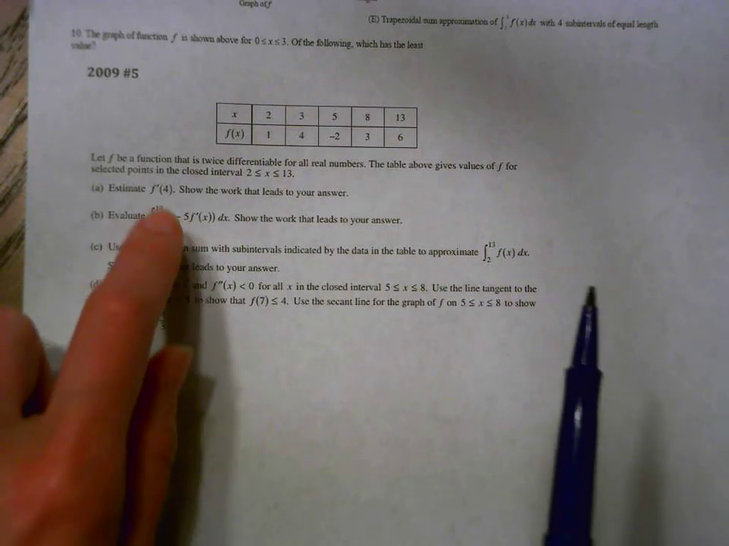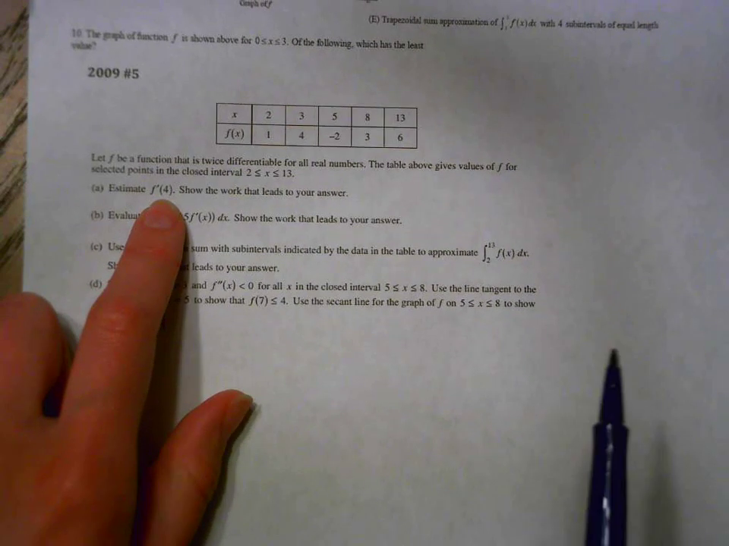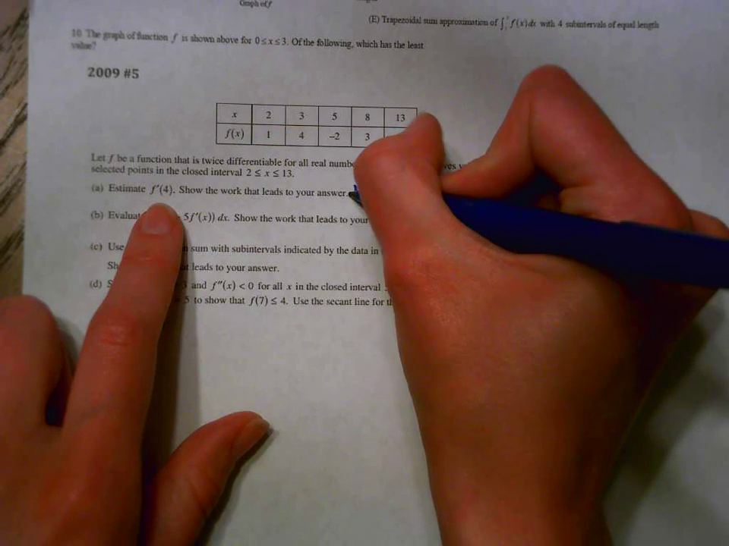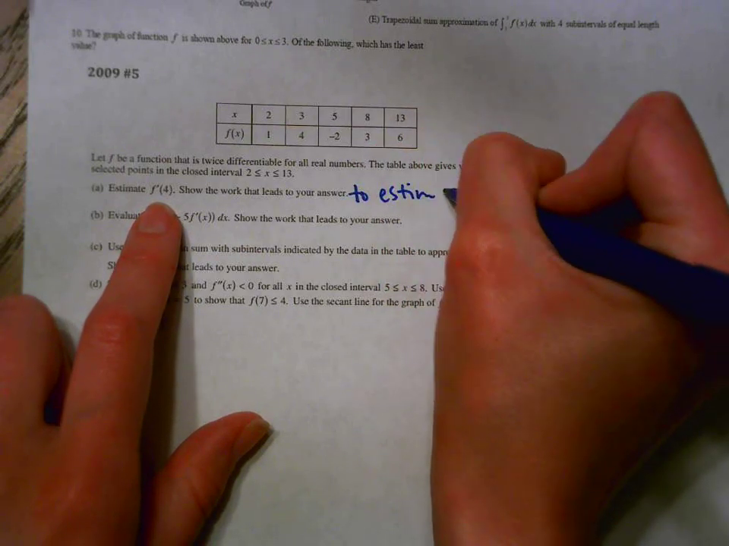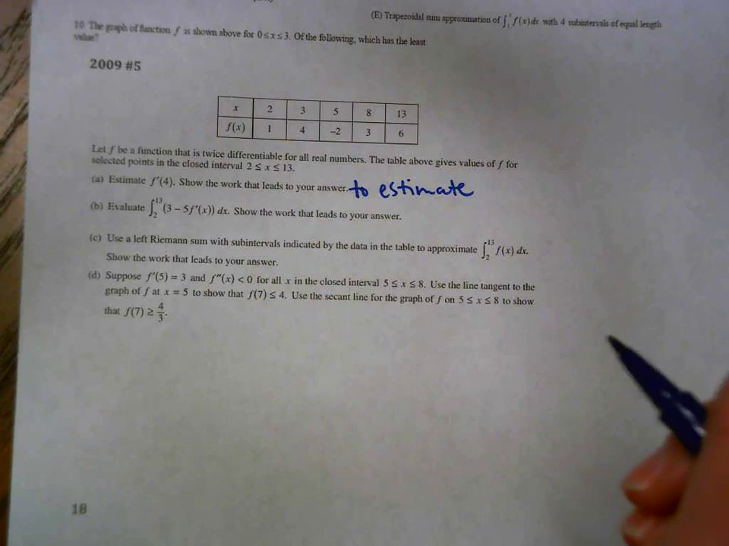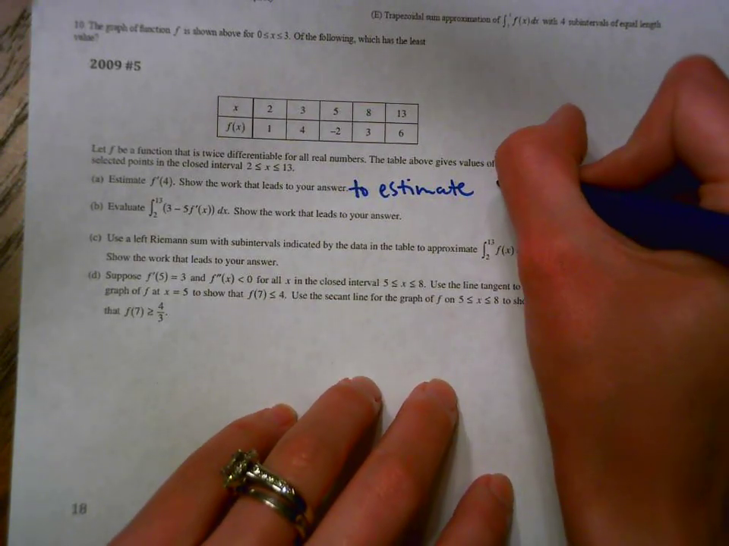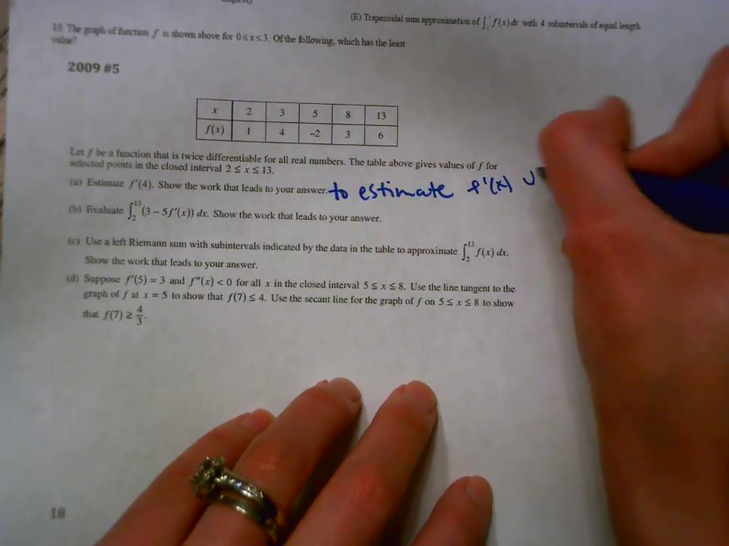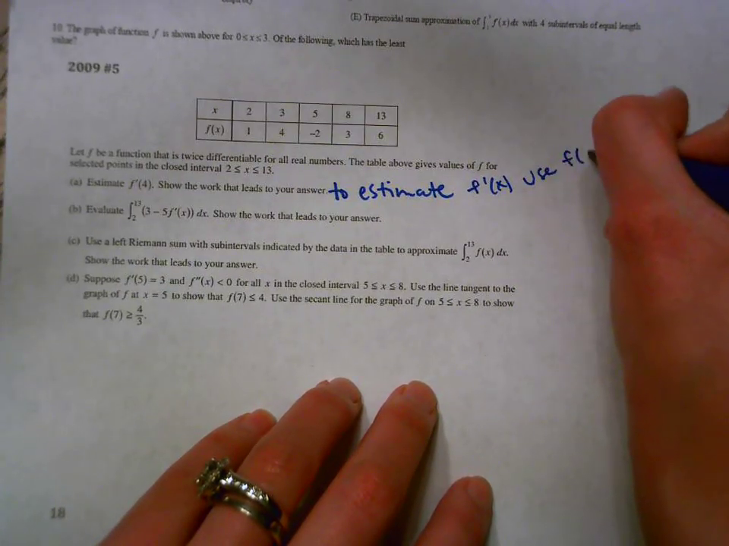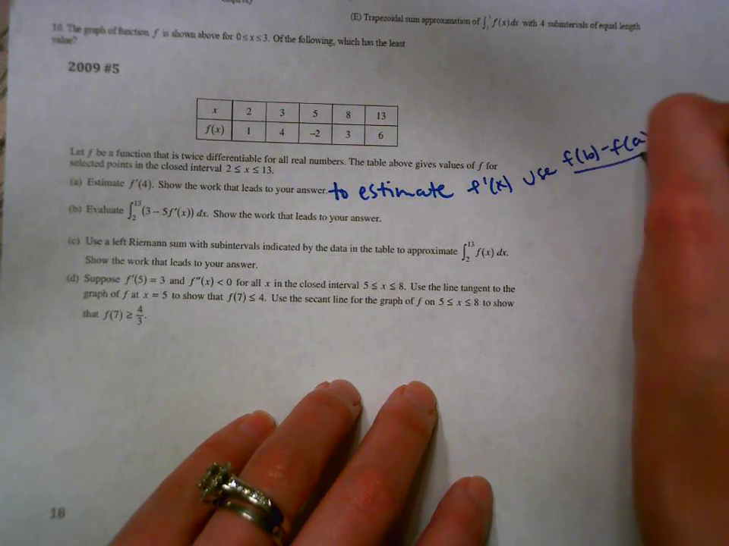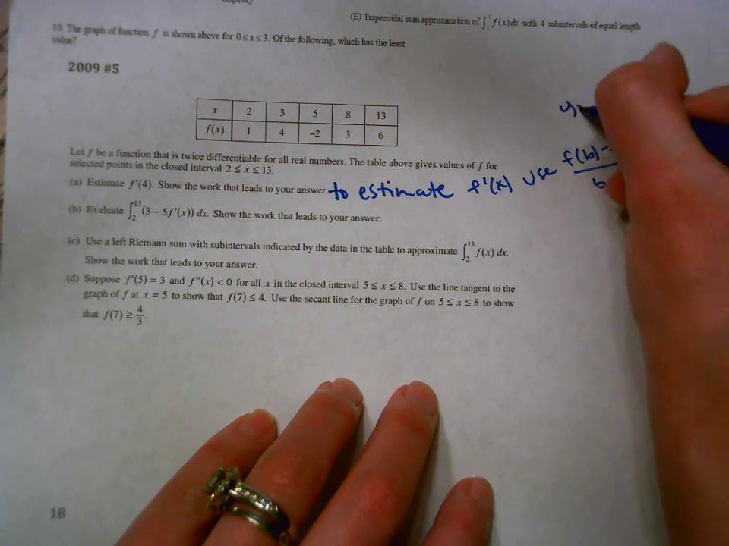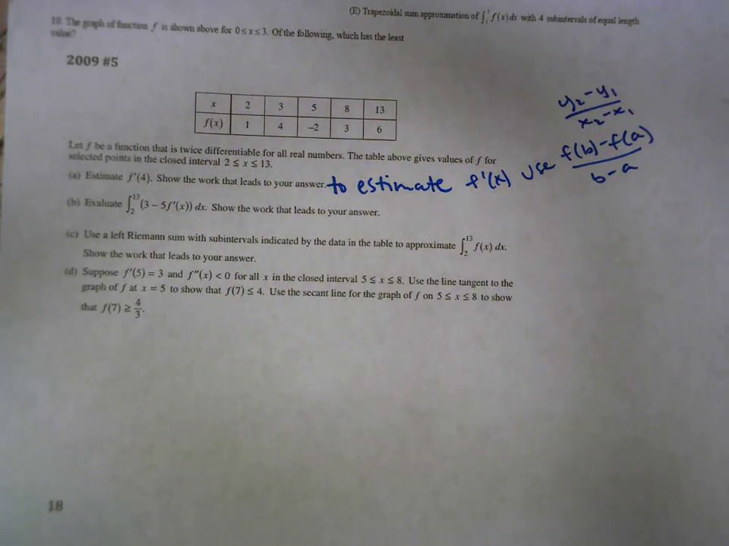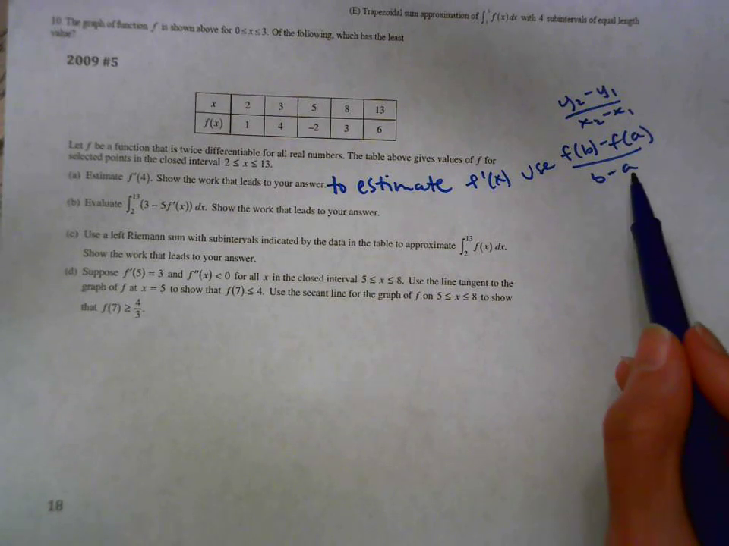So to estimate, that's an instantaneous rate of change. You use an average rate of change, right? So you don't have to write this down, I'm just making notes. Anything I write on the other sheet of paper is what you would have to write down. To estimate f prime of x, which is the instantaneous rate of change, you use the average rate of change, which is f of b minus f of a over b minus a, or if you prefer, y2 minus y1 over x2 minus x1. And so how do you know which two values to pick for a and b?